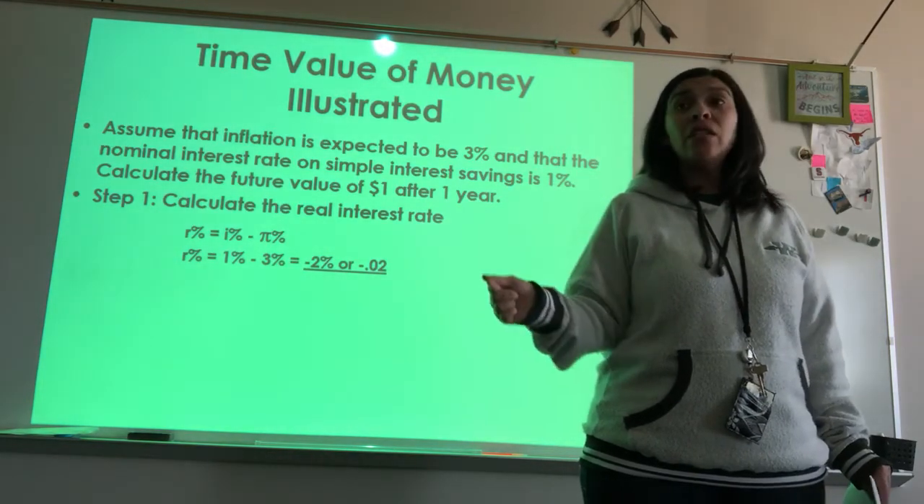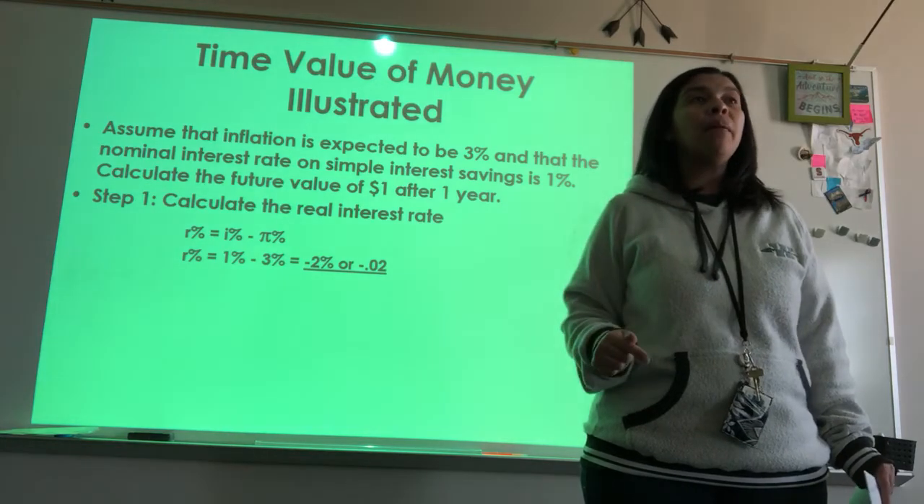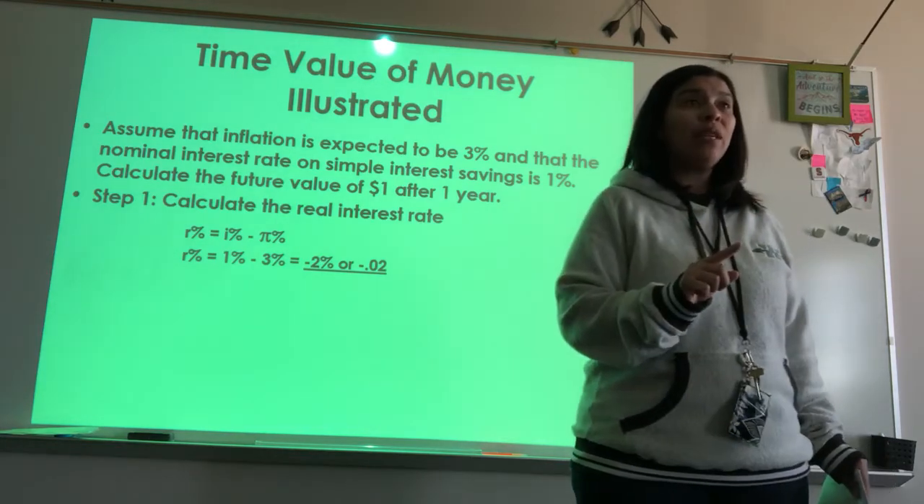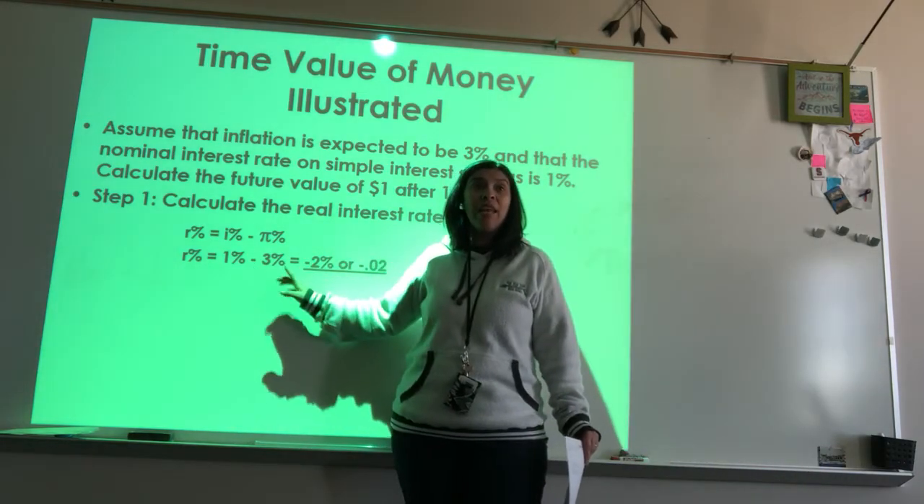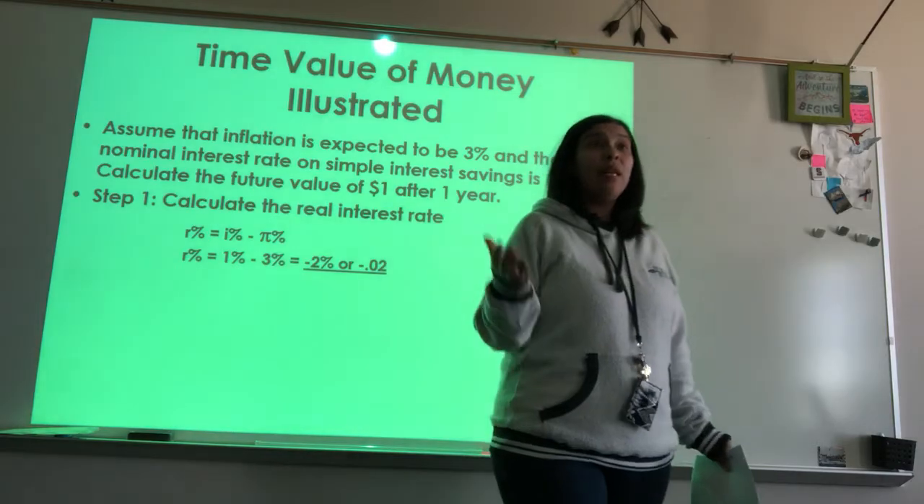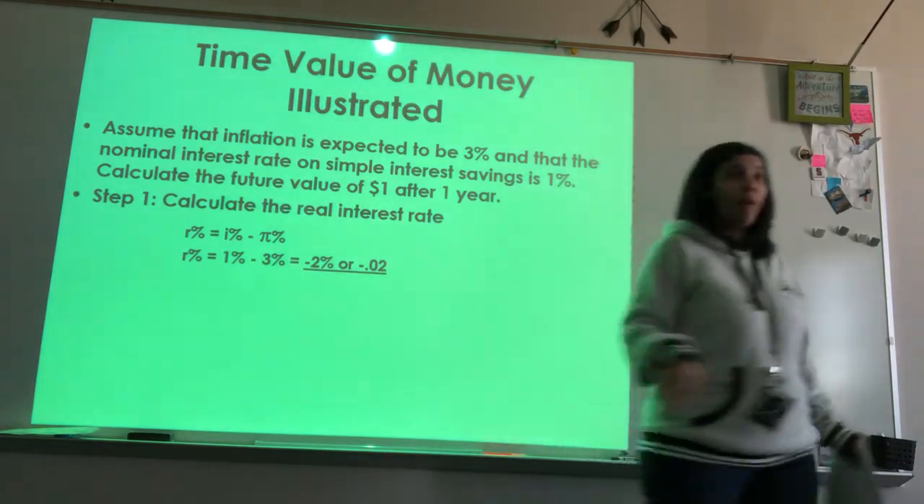Let's just say you're going to get into the stock market, right? And your stockbroker is saying you can make 10%. You're not making 10%, right? Because you're going to put 10% here minus the rate of inflation, and that tells you you're actually only going to make what? 7. So then you take that, and then we're going to put it in the next equation.